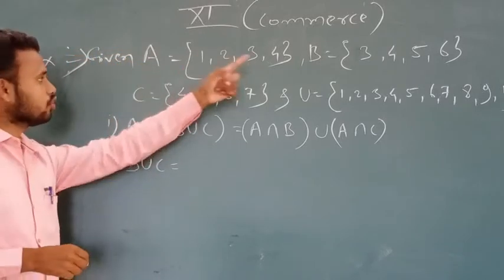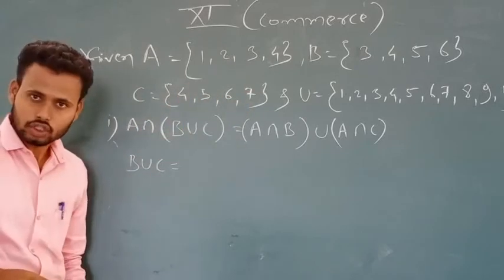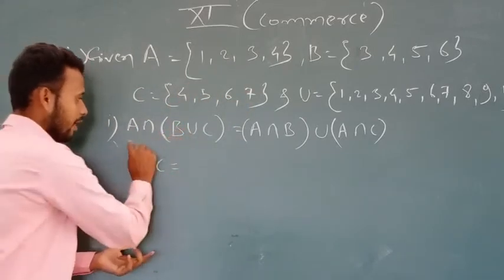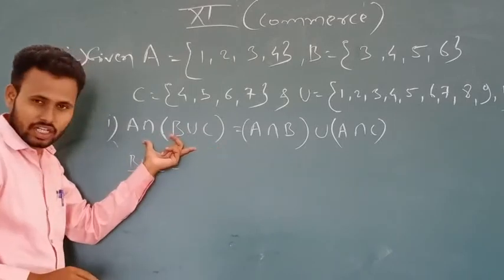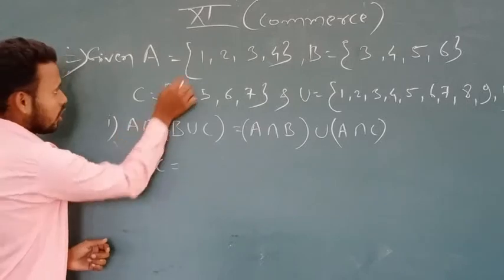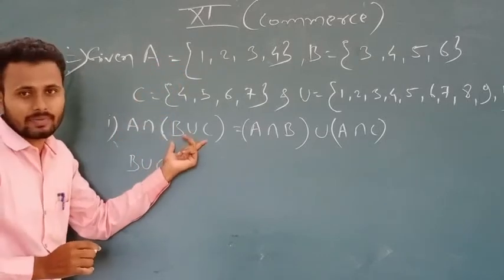Given A equal to, B equal to, C equal to, and universal set U, then first property these. In first property, first we will find the value of LHS. पहिल्यांदा आपण हे LHS फाइंड आउट करणार आहे. त्याच्यासाठी आपल्याला काय लागेल, A intersection with this A set already we have, B union with C हा सेट फाइंड आउट करावा लागेल.